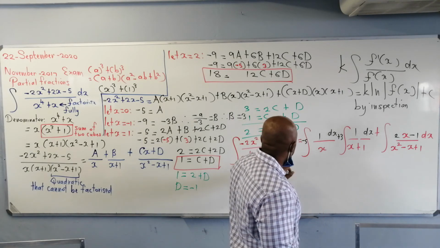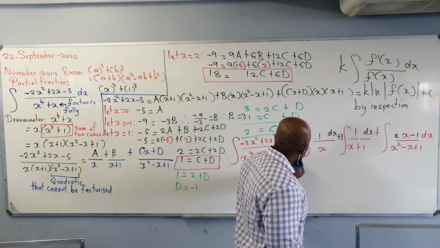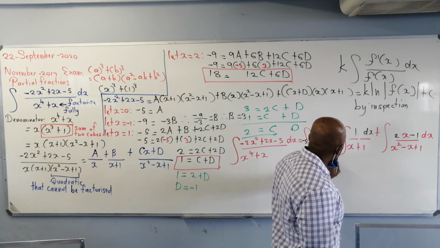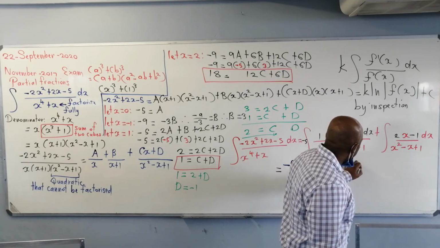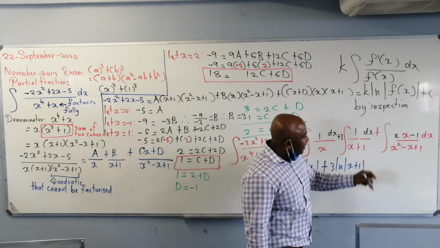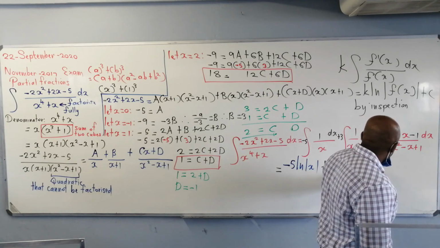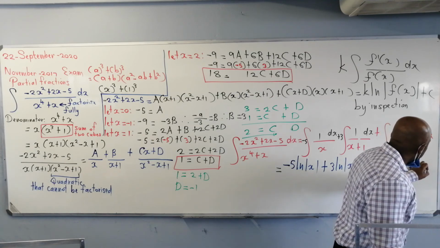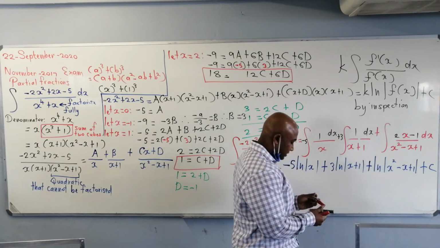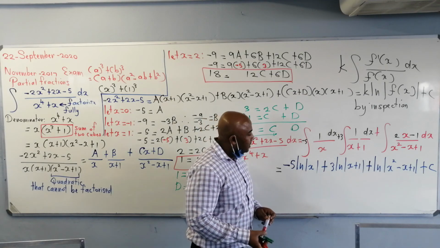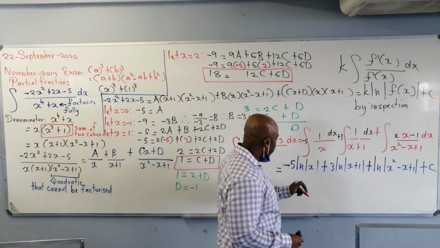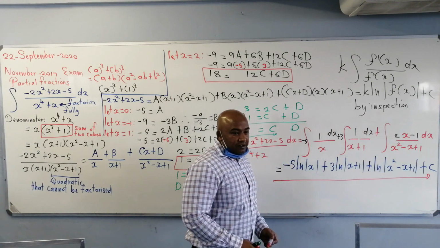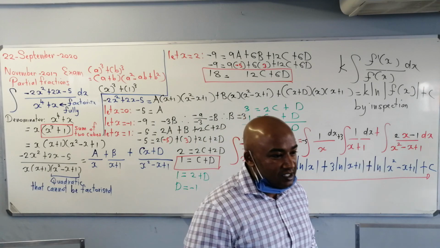So the answer is going to be minus 5 ln absolute value of x there. This is going to be plus 3 ln absolute value of x plus 1. And then you have plus ln absolute value of x squared minus x plus 1 plus c. So this was from the November 2017, according to a student that gave me the question. Right, so we did not have to use inverse tan.